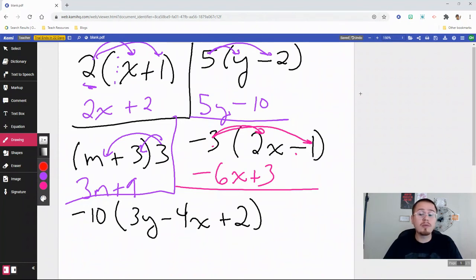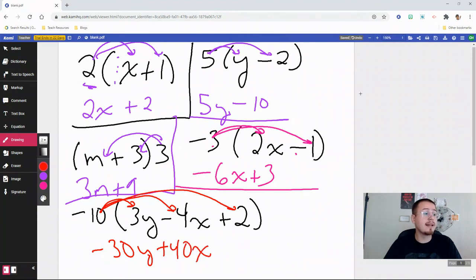So we're multiplying everything on the inside, all 3 terms of that trinomial, by negative 10. Negative times a positive, negative times a negative, negative times a positive. Watch your signs. Take your time. I tend to go fast, but I'm good at this. I've been doing this for a long time. Negative 10 times 3 is negative 30y. Negative 10 times negative 4 is positive 40x. Negative 10 times positive 2 is negative 20.